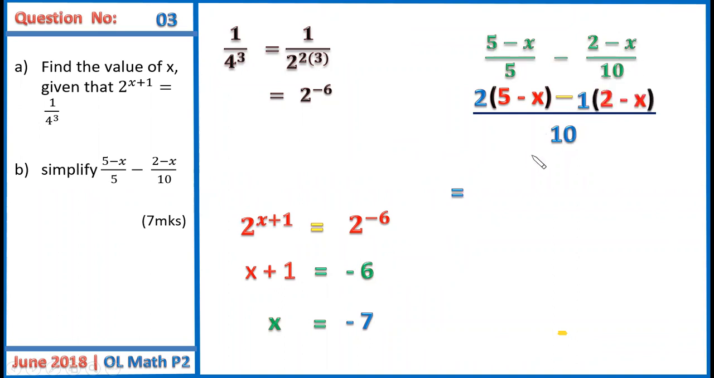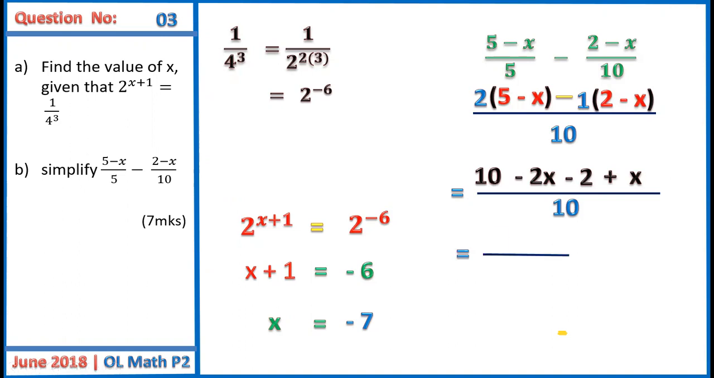So we simplify. 2 times 5 is 10. 2 times minus x is minus 2x. Minus 1 times 2 is minus 2. Minus 1 times minus x is plus x. All that on 10. And there are like terms here. So we have 10 minus 2, which is 8. And we have minus 2x plus x, which is minus x or minus 1x on 10. So we have simplified this.